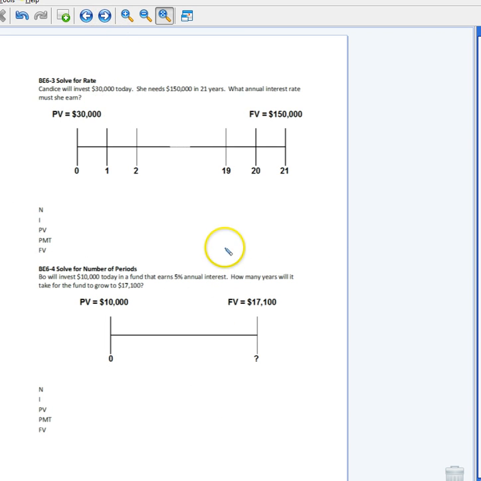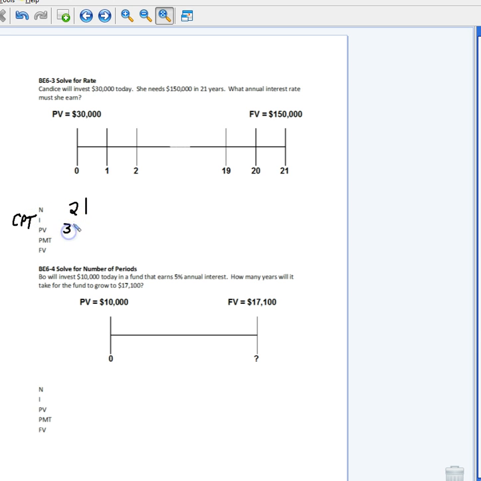Okay, well, we can also solve for other variables. And the first one, we're going to solve for the interest rate. So let's look at this one. Candace will invest $30,000 today. She needs $150,000 in 21 years. What's the annual interest rate? So we know present value and future value. We know N is 21. We're going to compute I because we don't know it.